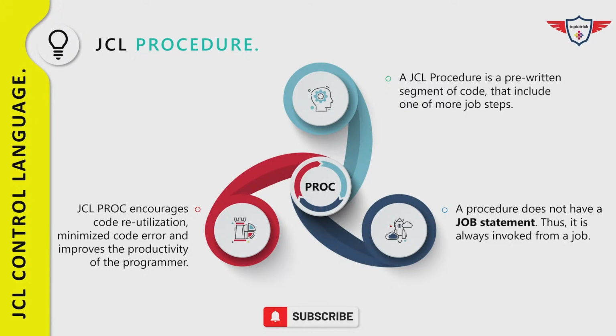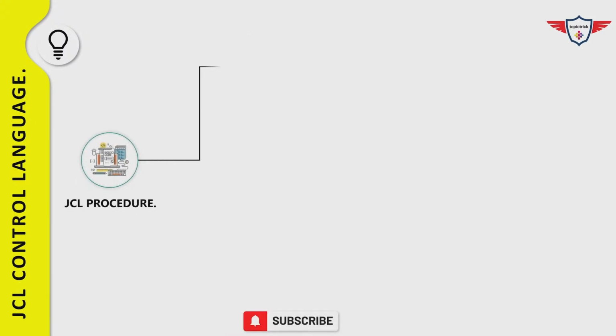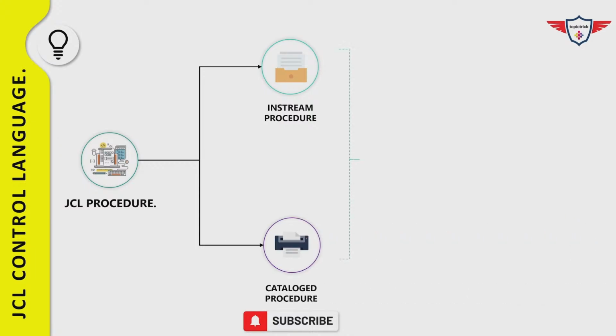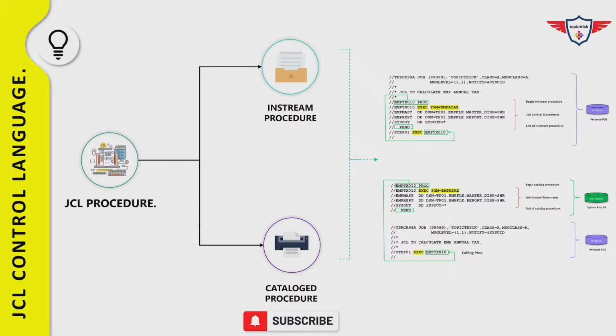By using procedures, the amount of JCL code you have to write is reduced, resulting in fewer coding errors and thus improving the productivity of the programmer. Now let's talk about the different categories of JCL procedures. So in general, JCL proc is divided into two categories. First one is Instream procedures and the second one is catalog procedures.